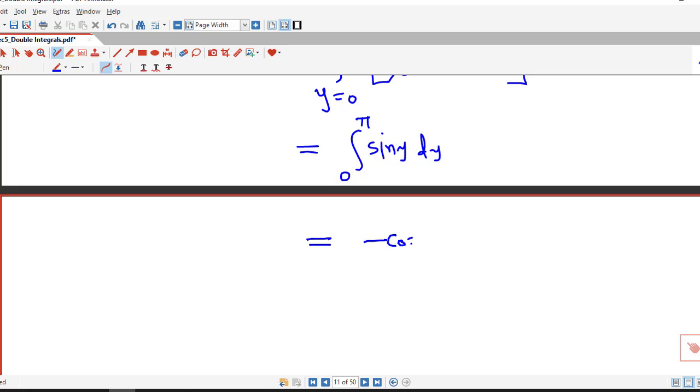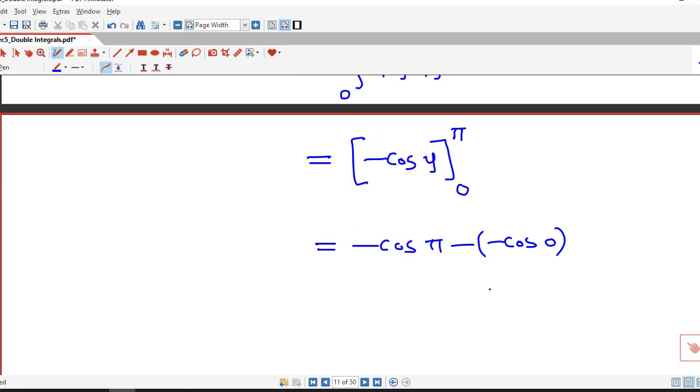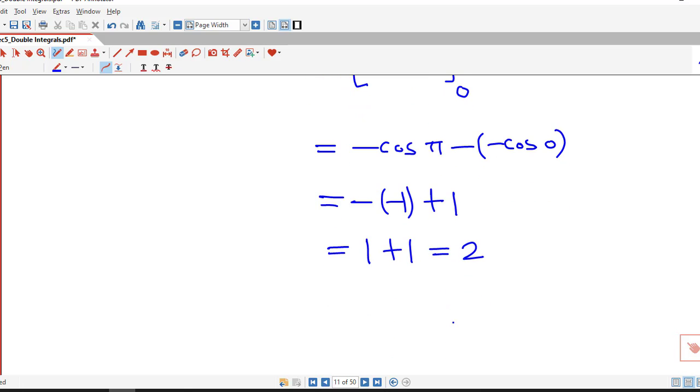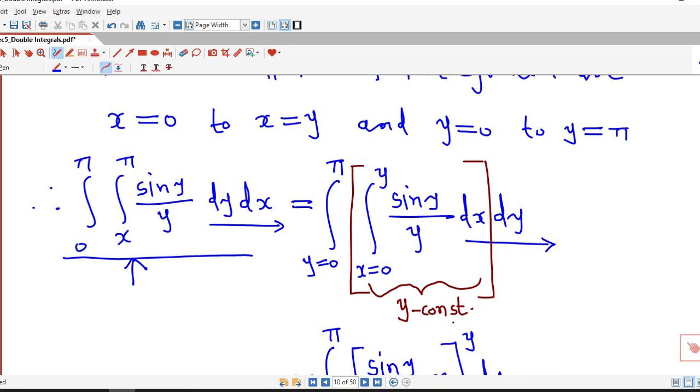The integral of sin y is minus cos y, limits are from 0 to pi. So first we put y equal to pi, minus y equal to 0. As we know, cos pi is minus 1, and this is going to be negative negative positive, and cos 0 is 1, so this is also 1 plus 1, so the answer is 2. So we have obtained the value of this double integral easily by changing the order of integration.